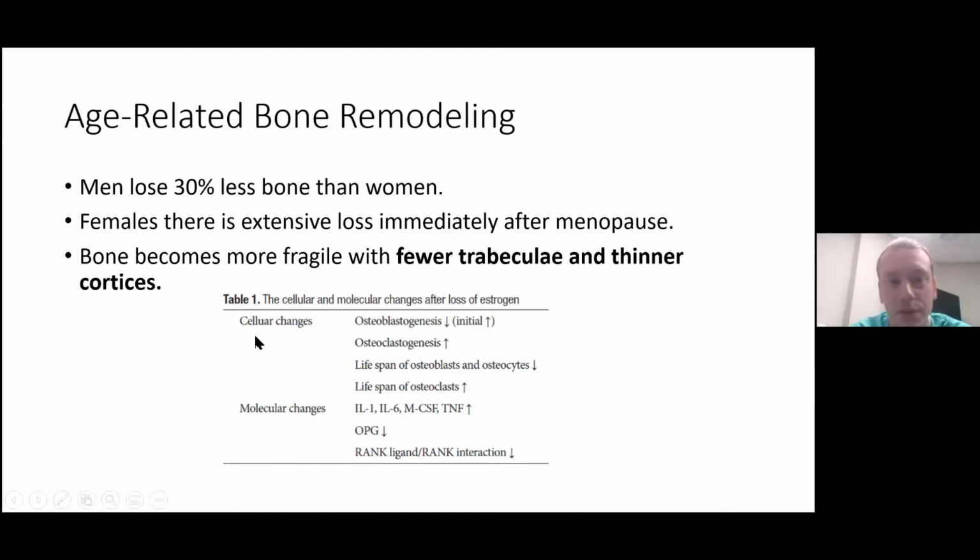Here's a table showing some of the cellular and molecular changes that happen after loss of estrogen. Some of them include an increase in the lifespan of osteoclasts, with a decrease in the lifespan of osteoblasts and osteocytes. There are some molecular changes that include increases in certain cytokines that lead to a decrease in OPG molecules, leading to increased activity of osteoclasts.